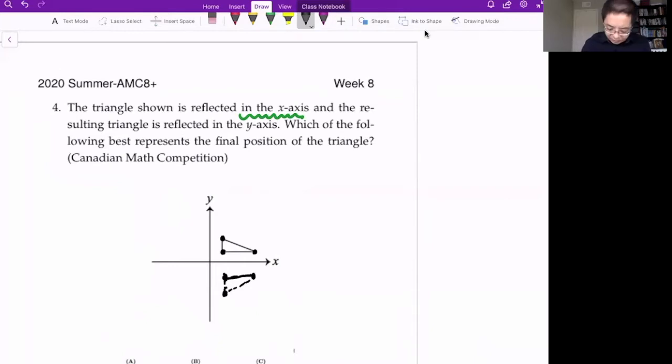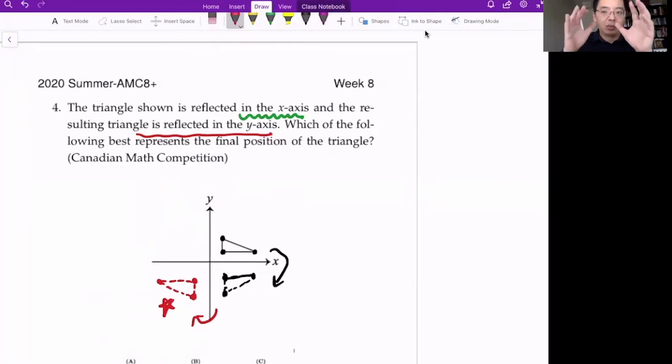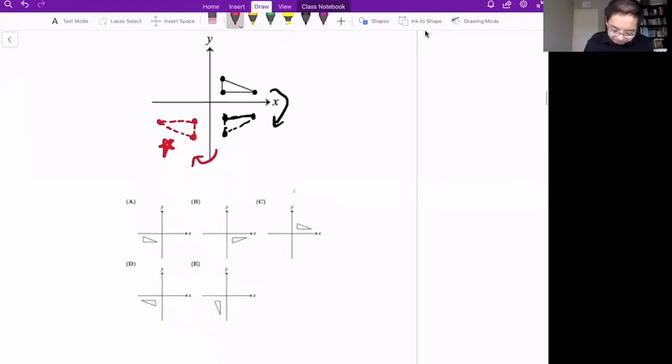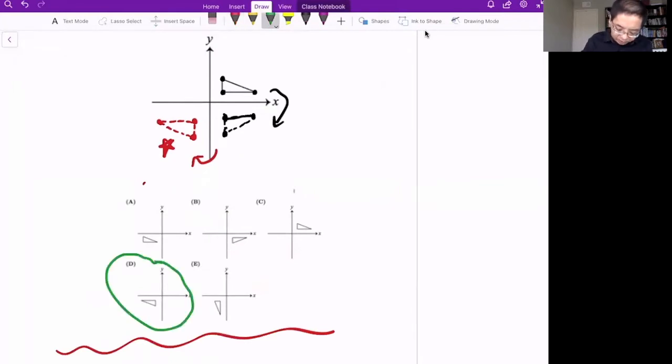Okay, and then, so this is the reflection. And then reflect with respect to the y-axis, right? So it's reflect in the y-axis. So let's reflect it. All right, so this shall be the final position of this triangle after these 2 reflections. So if we look at these 5 pictures, D is the one that we want, right?